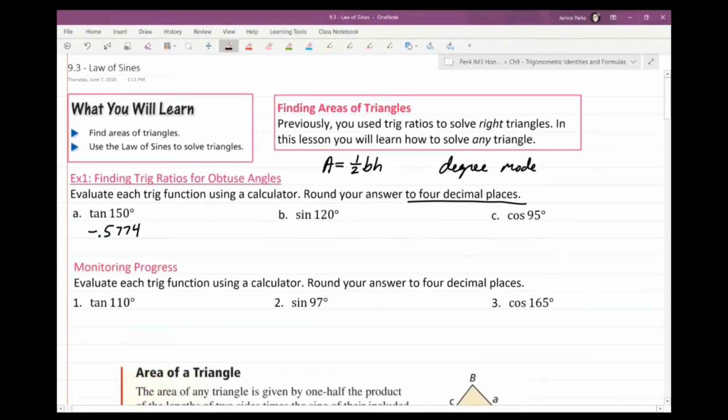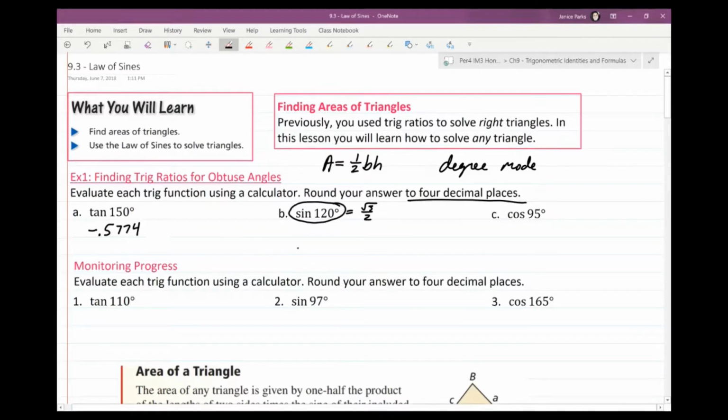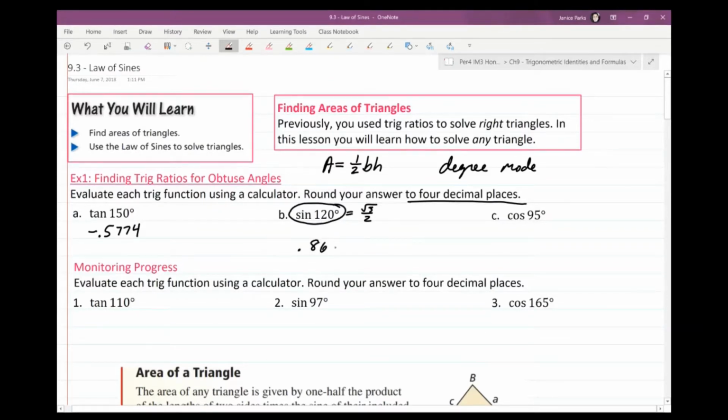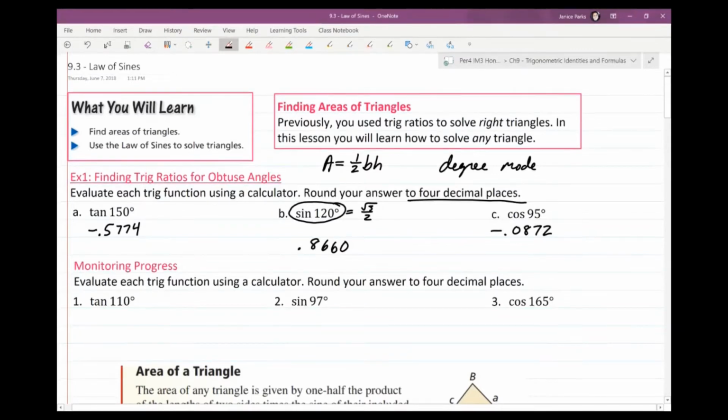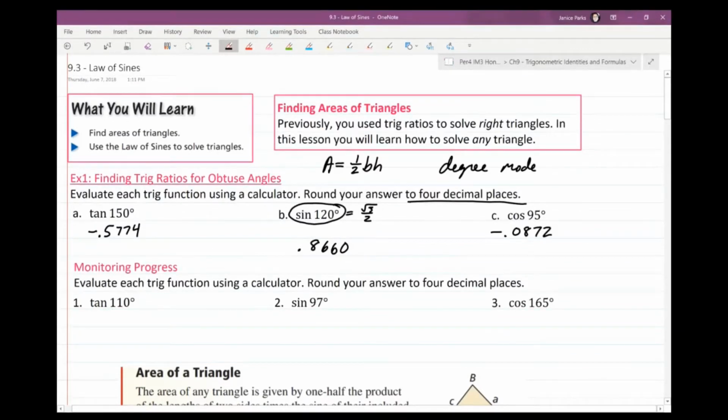For the second one, even though sine of 120 is on the unit circle, which is radical 3/2, you're just going to put this in your calculator to get a decimal. 0.8660, and yes, the 0 is necessary if you're going to 4 numbers. And for the last one, when you put that in, you should get -0.0872. If you are not getting those numbers, you're either putting them in your calculator wrong or it's in the wrong mode. So check that. I'm not going to do the next 3 problems. We're going to go ahead and go to area.